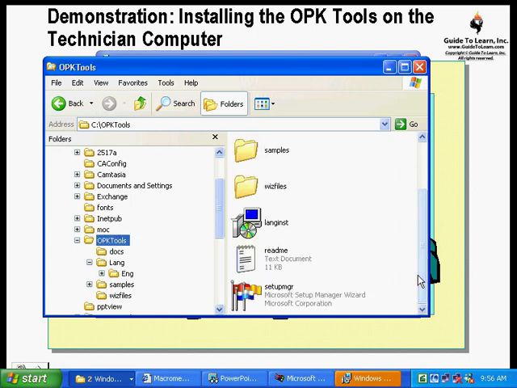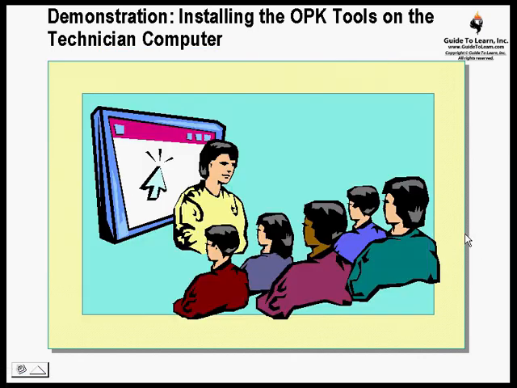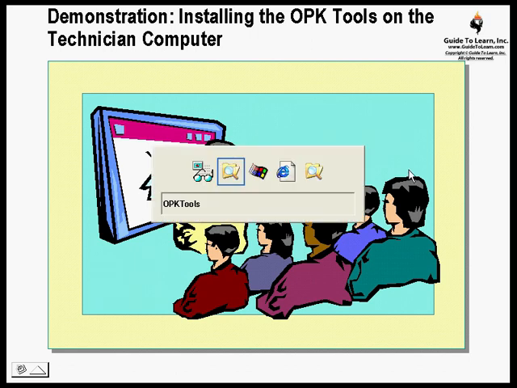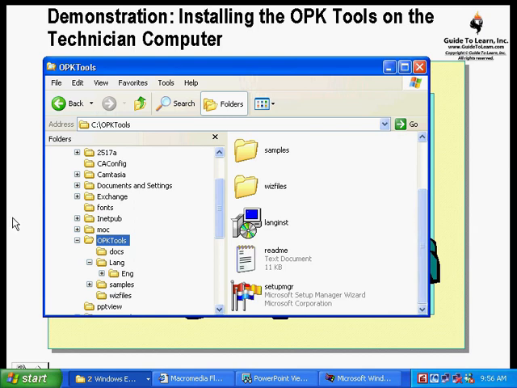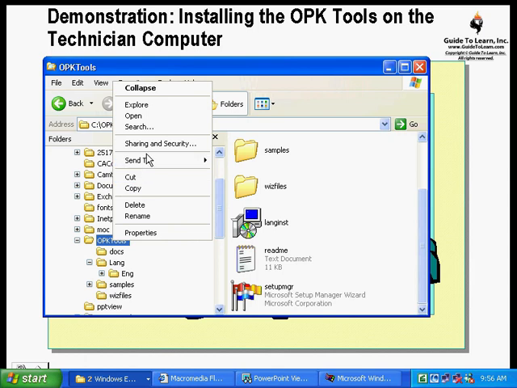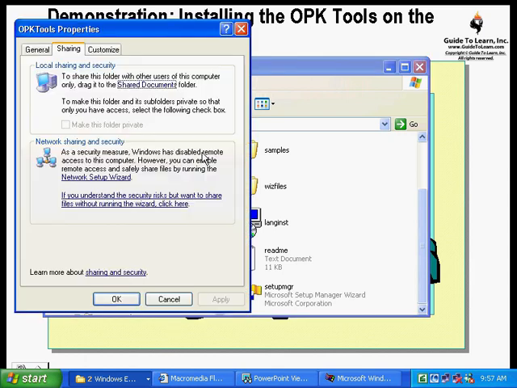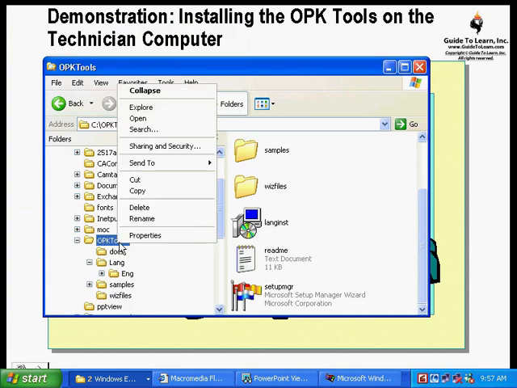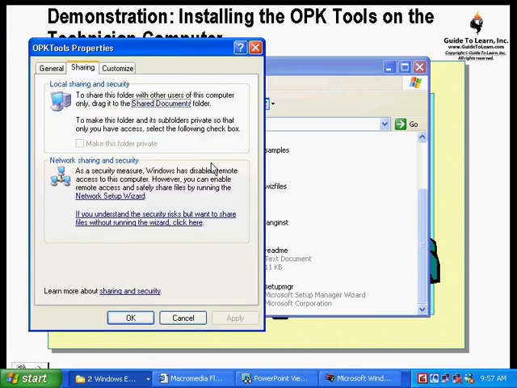So by going through this particular demonstration, I showed you how to install the OPK. But you are basically not done with this. After you finish the OPK installation, you need to share that drive, just in case other technicians want to use it and so forth. So one thing I could do is go to sharing and security. Once again, if I right click on OPK tools and select sharing and security, under network sharing and security, I like to select the network setup wizard.